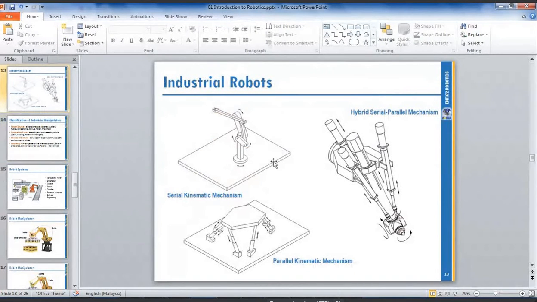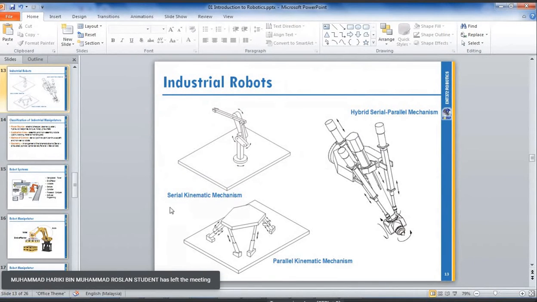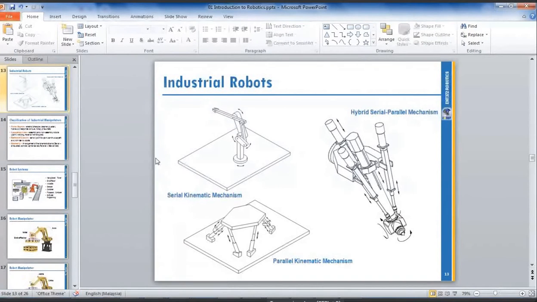This is also already tough for us to imagine in 3D imagination. If you combine maybe 4 or 6 serial mechanisms, it's more complicated. Okay.